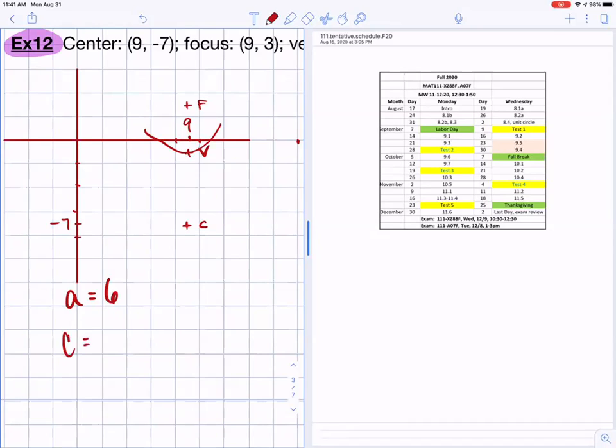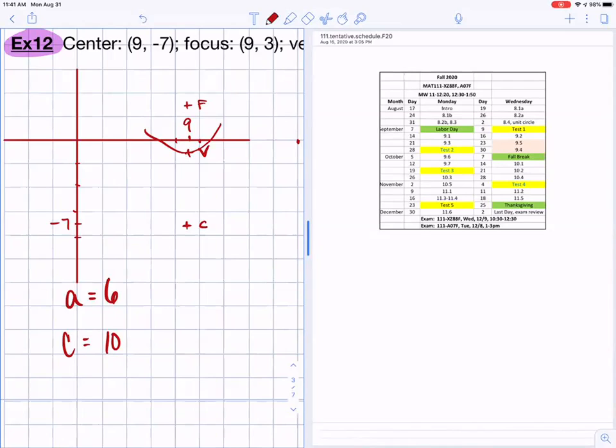And how do you get 9? Yeah, I'm getting 10. How do you get 10? From the center to the focus. So you've got 7 units below the x-axis and you have 3 more units above the x-axis. 7 and 3 gives you a total of 10.